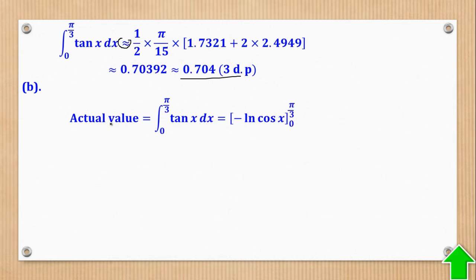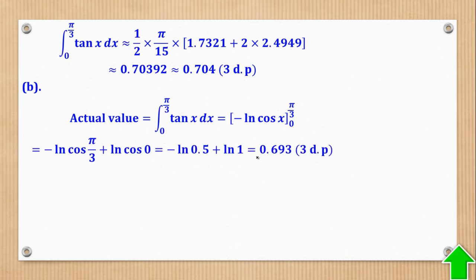So actual value of this is equal to this. So when I integrate tan x, I come up with negative ln cos x. Then put the limits, which are 0 to pi over 3. The next is substitute the limits, which will be that. And then I'll come up with these to 3 decimal places. So this accuracy is the same accuracy here.